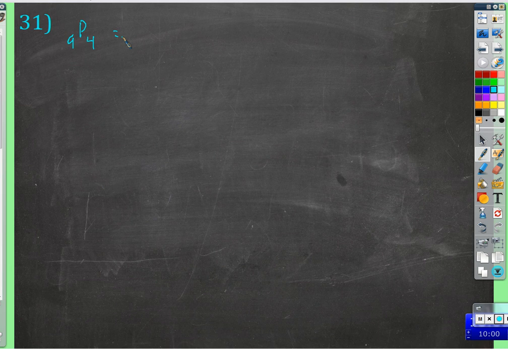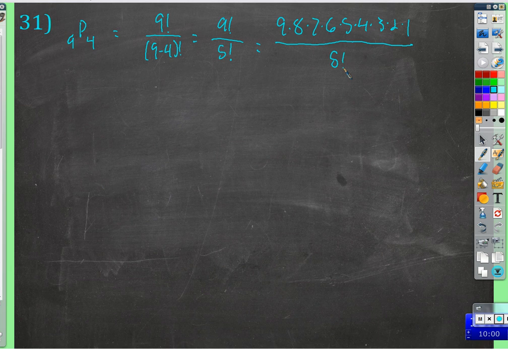9P4, okay, so the formula for this, let's do it by hand and then we'll do it with the calculator, is 9 factorial over 9 minus 4 factorial. That's 9 factorial over 5 factorial. That is 9 times 8 times 7 times 6 times 5 times 4 times 3 times 2 times 1 over 5 factorial. Well, what's 5 factorial? It's 5 times 4 times 3 times 2 times 1.